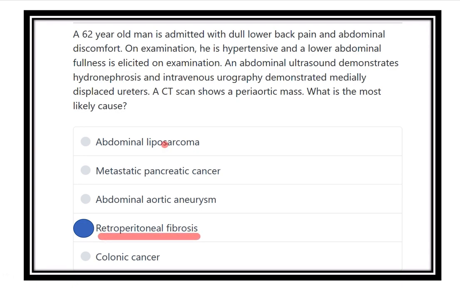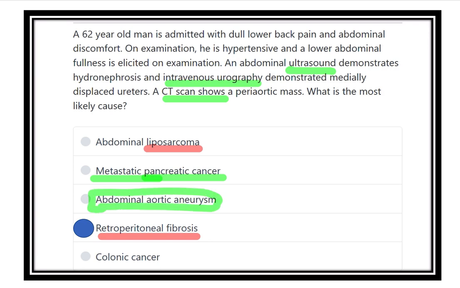As for the other options, such as abdominal liposarcoma, fibrosarcoma, or other malignancy, we cannot say without histopathological examination. Here we have the ultrasound, the intravenous urography, and the CT scan, but there is no histopathology report, so we should not go for liposarcoma. Also for metastatic pancreatic cancer, without histopathological examination we cannot say it is pancreatic cancer. For abdominal aortic aneurysm, the clinical feature is different, and on CT scan it is demonstrated, but here the CT scan shows a peri-aortic mass, not aortic swelling.